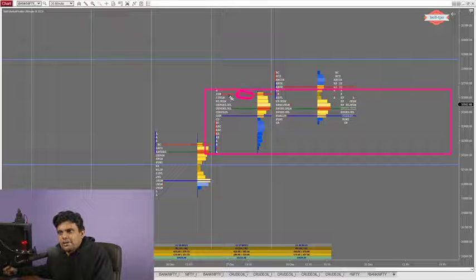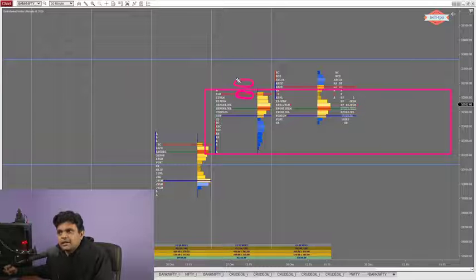What were we expecting if we break out above this? Again, limit sellers, but also some stop losses getting triggered. Okay, some buy stop losses. So stop loss buy orders were supposed to come into the market once we go above this. And those stop loss buy orders were supposed to be absorbed by limit selling by the smart traders.